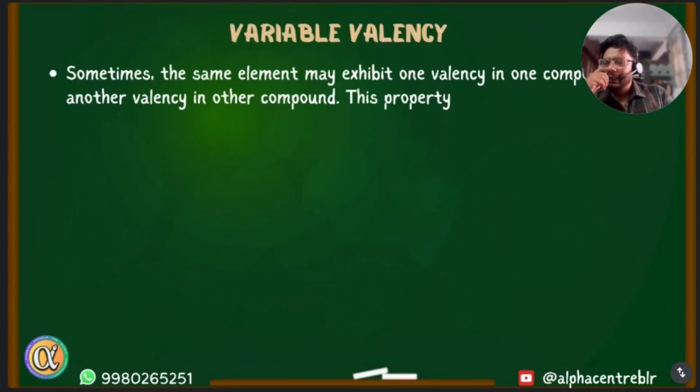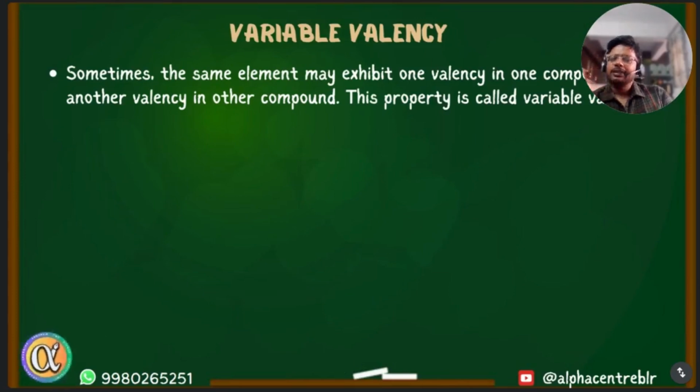Is it compulsory that every element has a fixed valency? You will find that sometimes in our periodic table, you come across elements which have variable valency, which don't have one valency but multiple valencies. Can you give me examples of such elements? Copper. Okay, copper. What are the valencies of copper? +1 and +2.